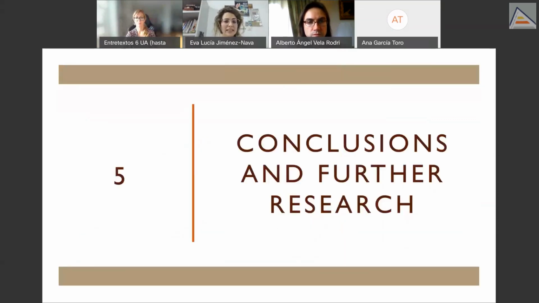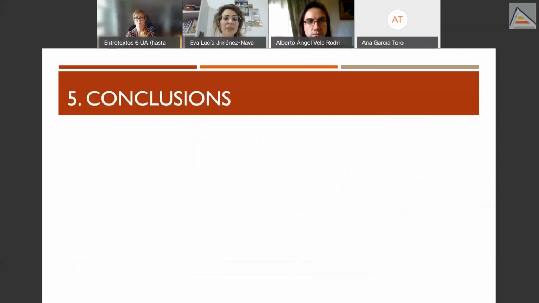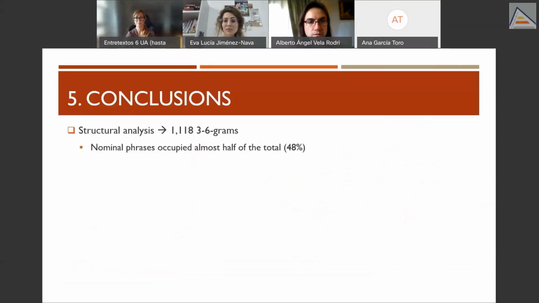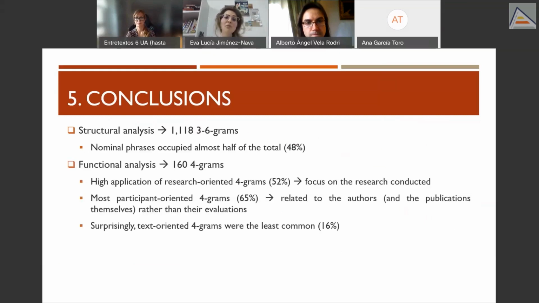Therefore, this analysis led to the following conclusions. I analyzed, in terms of their structure, 1,118 3 to 6 grams. And as I told you before, nominal phrases were the most recurrent ones because they occupied almost half of the total. Then my analysis focused on the functions of 4 grams.